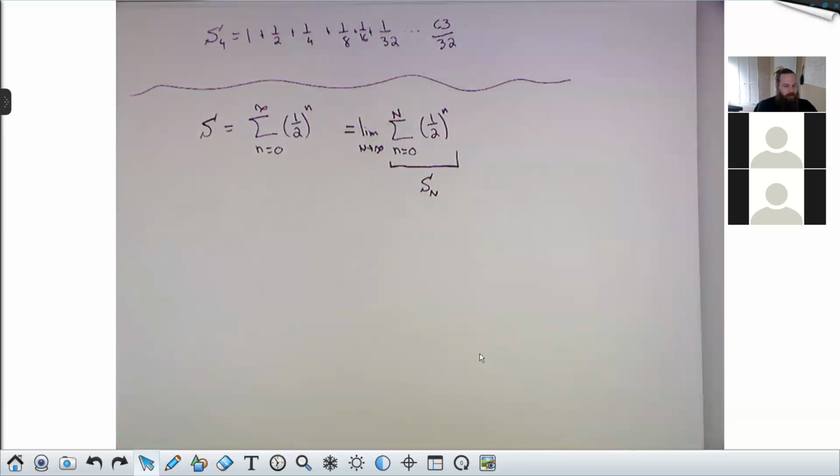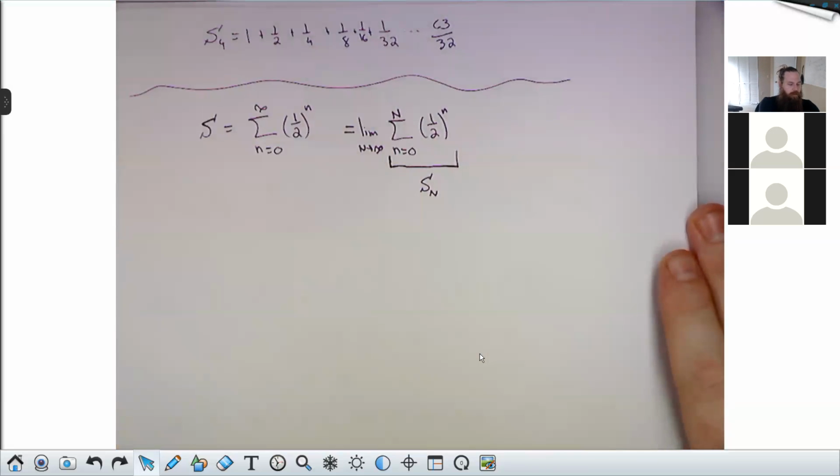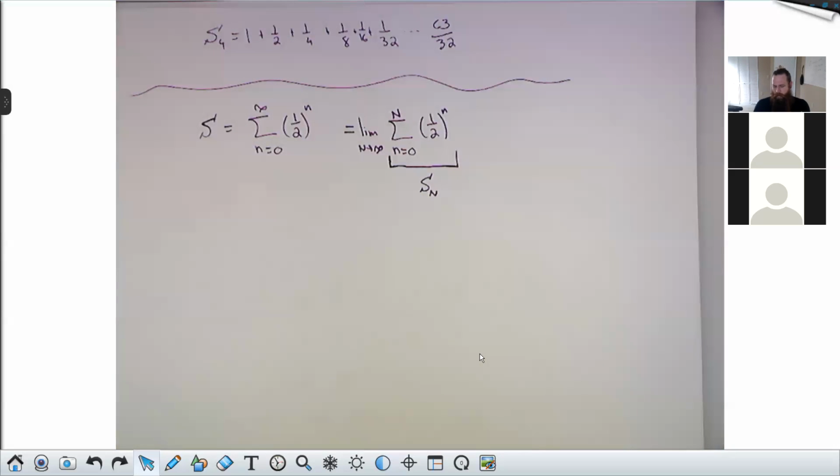Now, if this notation is scary looking to you at the moment, don't worry. What I'm going to do is cook up a general result for infinite geometric series, but not today. That's a little bit more than we need for today. What I want to do for today is talk about just this thing.